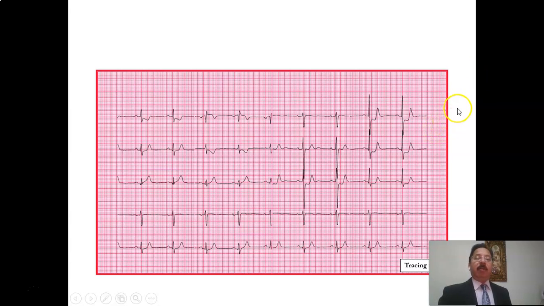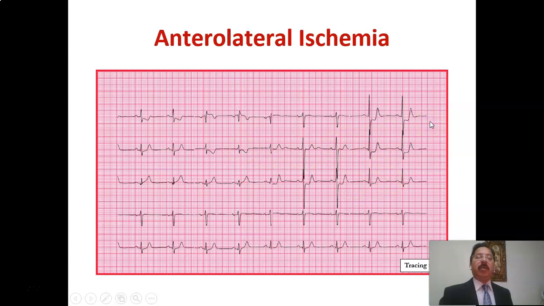Look at this ECG. Is there any ST segment elevation? No. Any ST segment depression or T wave inversions? Yes, in 1, AVL and V3, V4, V5, and V6 as well. So this is your ischemia, and in which leads? Anterolateral ischemia.